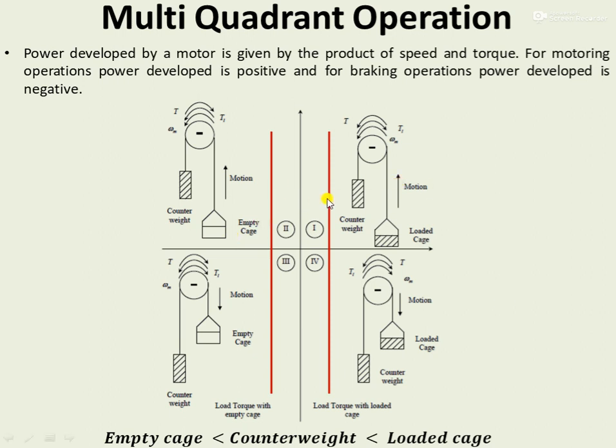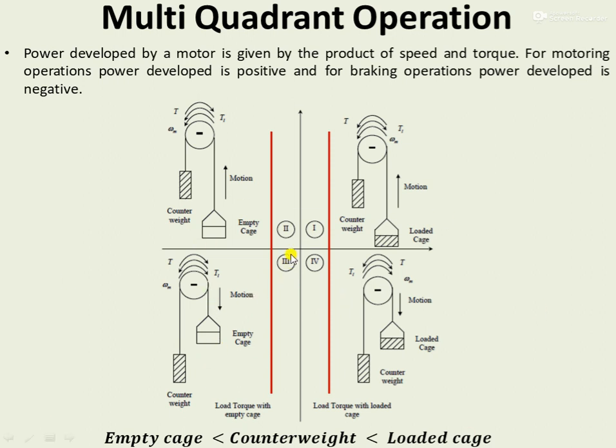Since in both these quadrants the direction of motion of the cages is upward, which is represented as the forward direction, the upward motions of these cages are indicated as the forward directions. So the first quadrant operation can be said to be the forward motoring one, and the second quadrant operation can be said to be the forward braking one. Similarly, we can discuss the third quadrant and fourth quadrant operation.